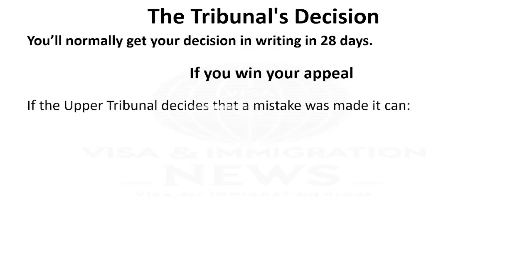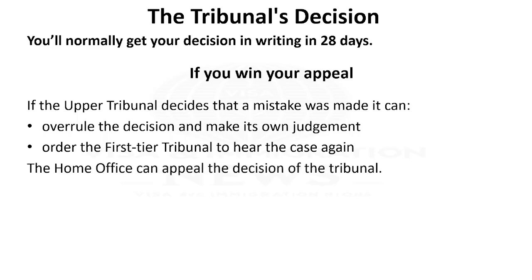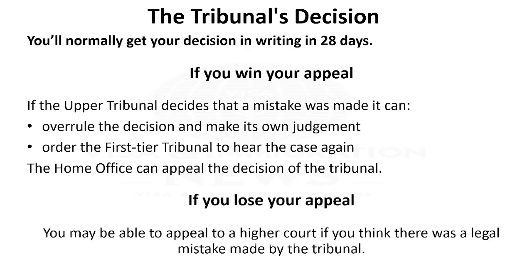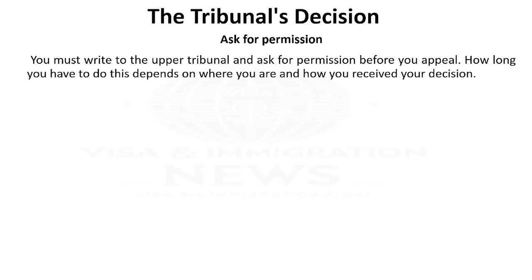If the upper tribunal decides that a mistake was made, it can overrule the decision and make its own judgment, or order the first-tier tribunal to hear the case again. If you lose your appeal, you may be able to appeal to a higher court if you think there was a legal mistake made by the tribunal. Ask for permission. You must write to the upper tribunal and ask for permission before you appeal.